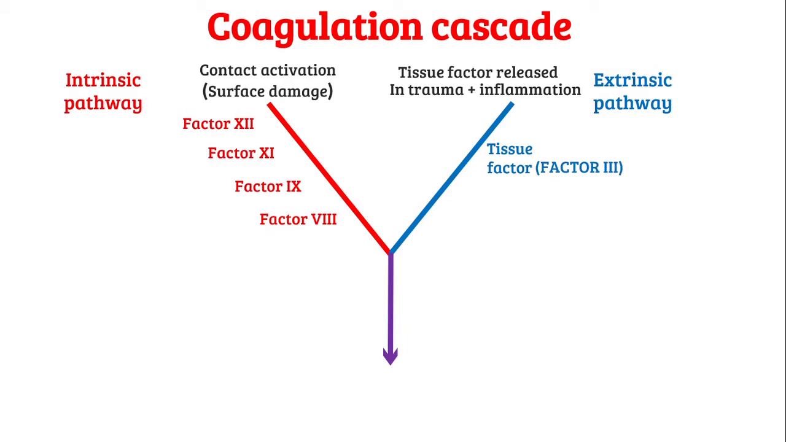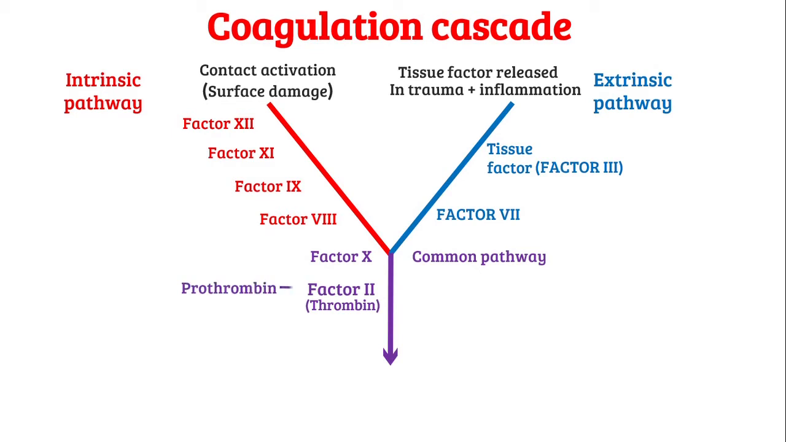Tissue factor then activates factor 7 and forms a complex together, which then activates factor 10. As you can see, the factor 7 and tissue factor complex as well as factor 8 both activate factor 10, and therefore both pathways meet and become a common pathway, shown in purple. Activated factor 10 causes prothrombin to become active thrombin, known as factor 2, which then cleaves fibrinogen into fibrin, also known as factor 1, and ultimately leads to clot formation.